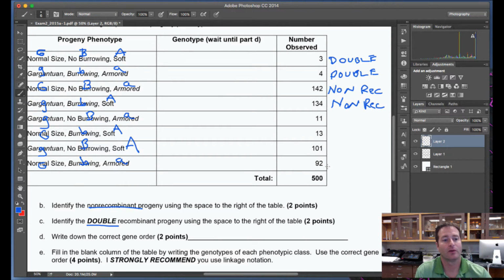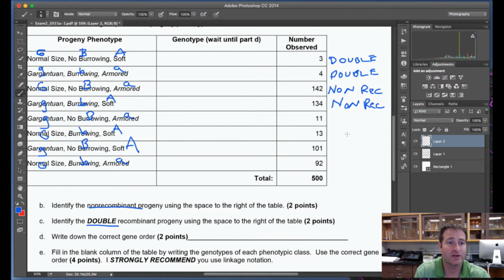Now, write down the correct gene order. This is the part that gives students the most trouble, I think. You have to convert these phenotypes to the correct gene order. And the thing to remember is that the allele that appears to switch places, switch phases between the non-recombinant and the double recombinant is the allele that's in the middle. Everything else is arbitrary. You can list the genes from left to right or right to left. It doesn't really matter because their distances will remain the same.